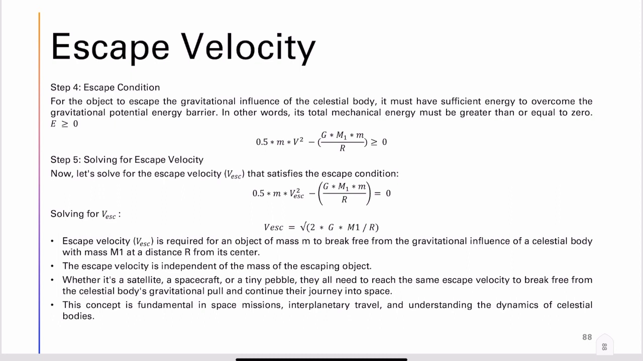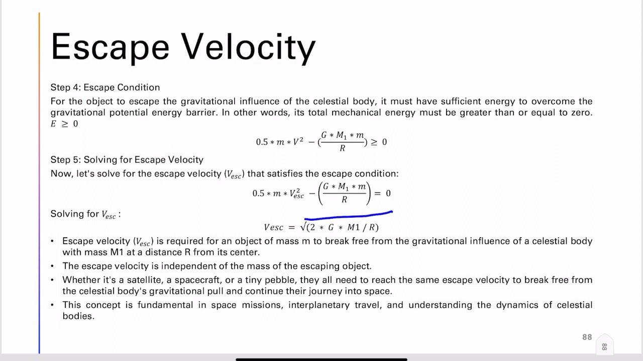The minimum velocity required to leave the gravitational influence of a celestial body is calculated by equating the total energy to 0. When I equate it and find the solution, V escape is equal to the root of 2 G m1 divided by r. It can be seen that in a two-body problem, escape velocity is required for a mass m to break the gravitational influence of a celestial body of mass m1 at distance r from its center, which is v escape.